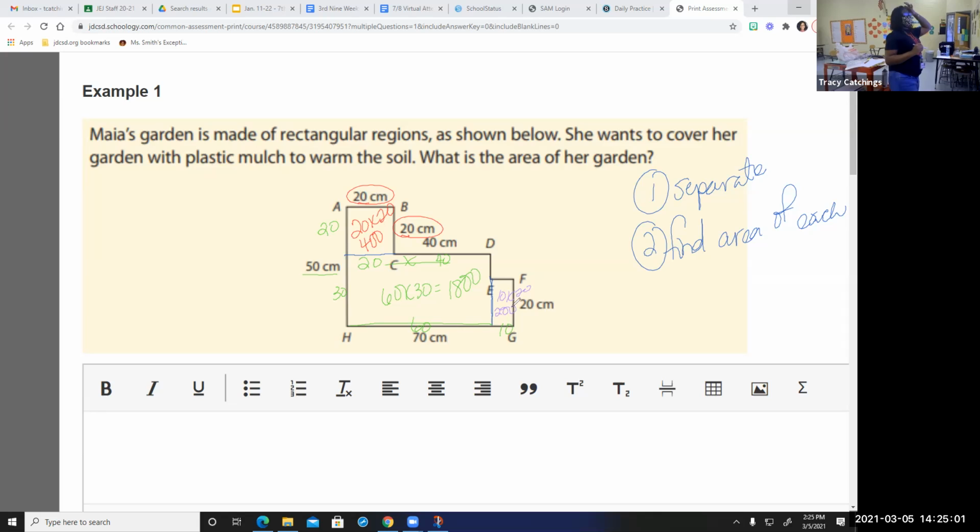After we have found the area of all those smaller pieces, we are going to add them together. So we have 1800 plus 400 plus 200. 18 plus 4 plus 2. So the area would be 2,400 centimeters squared. Area always has a little 2.